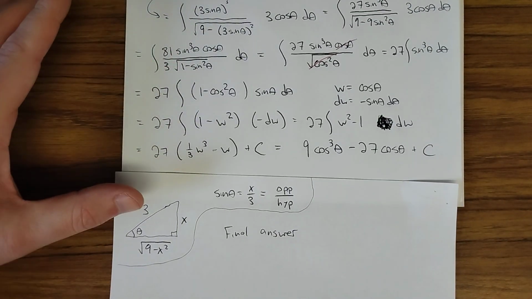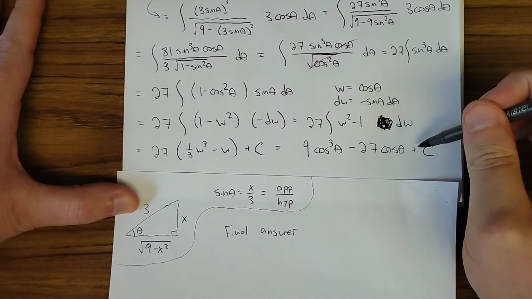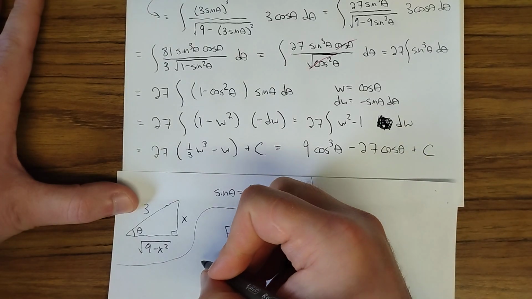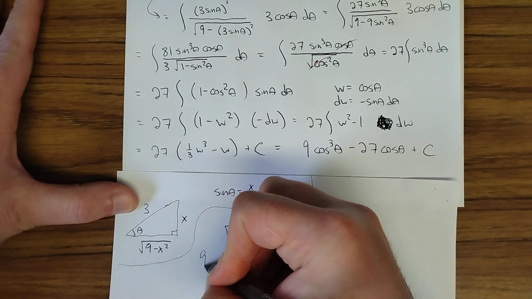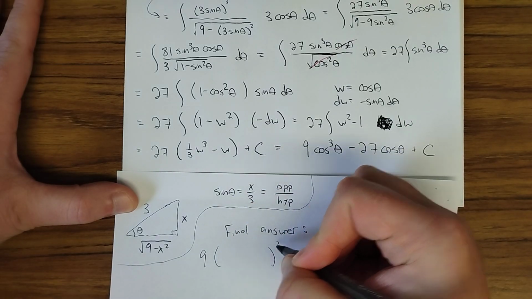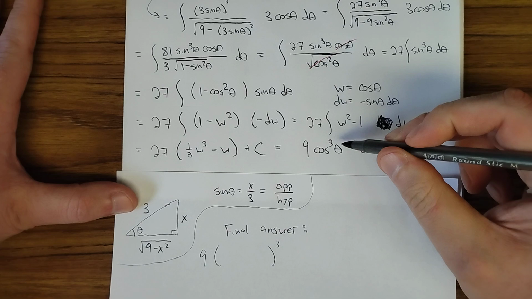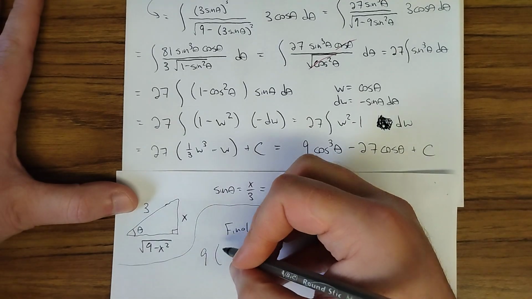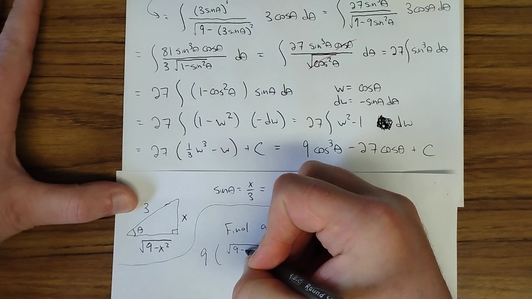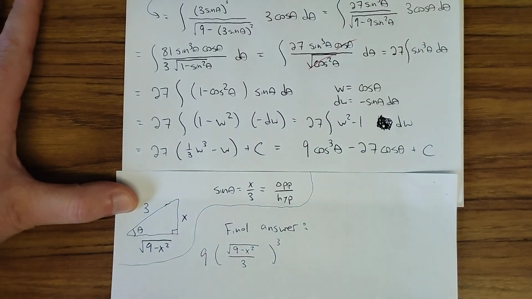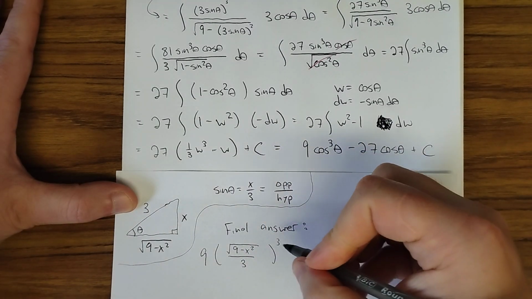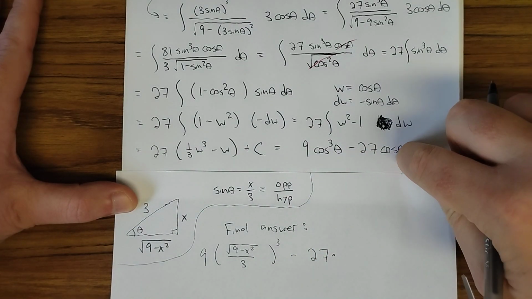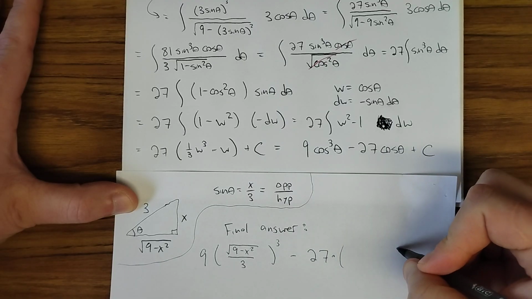We are ready to write our final answer. So I had this, and somehow I need to write this in terms of x now. I can look at the triangle and figure out cosine theta. Cosine is adjacent over hypotenuse. So here's cosine. And then I cube it because it's cubed. Minus 27 times, well, another cosine, except this one isn't going to get cubed.